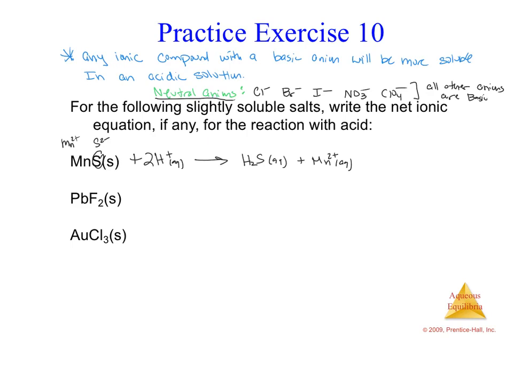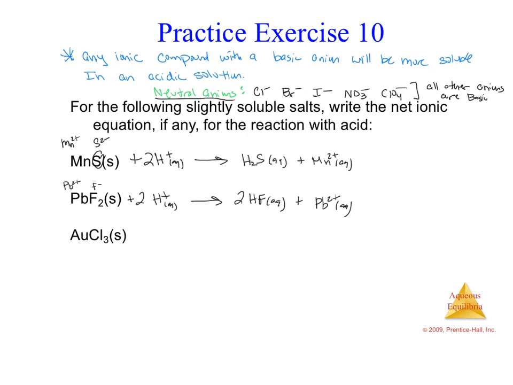Let's look at PbF2. So I know I've got my fluoride anion, I've got my lead 2 plus cation. Fluoride is indeed basic because it's not one of my neutral anions. That means when I add acid, it reacts in the forward direction to make HF, right? 1-to-1 ratio. So the conjugate acid of F minus, and Pb2 plus. And lastly, we could balance it because I've got 2 fluorides on the left, so I need a 2 over here and a 2 there.